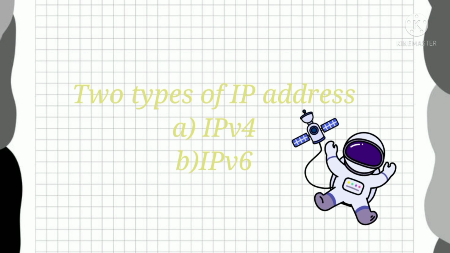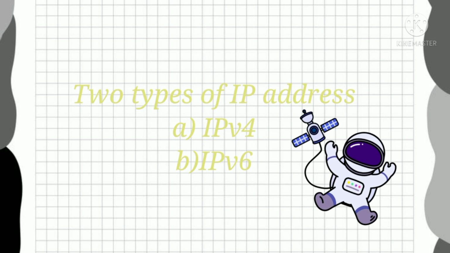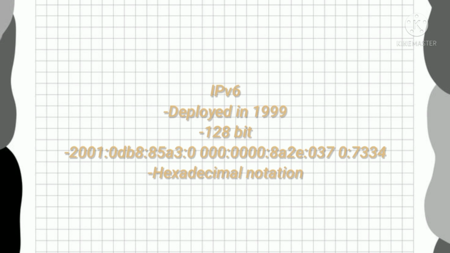There are 2 types of IP address, IPv4 and IPv6. IPv4, deployed in 1981, the length is 32 bits. That is the example for IPv4. The address format is decimal notation. IPv6, deployed in 1999, the length is 128 bits. That is the example for IPv6. The address format is hexadecimal notation.